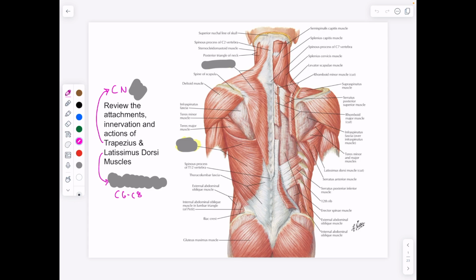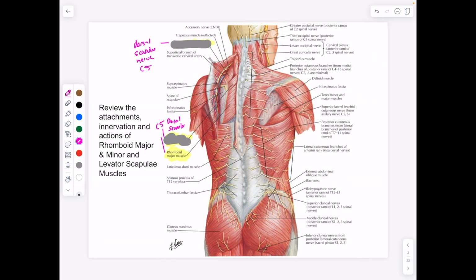So first slide, review the attachments, innervation, and actions of the trapezius and latissimus dorsi muscles. All right, so down here is the lat dorsi, and it is innervated by the thoracodorsal nerve, which we can remember from the brachial plexus. It's from C6 through C8. Then up here we have the trapezius, and the trapezius is innervated by the nerve from the brain, so that's cranial nerve 11.